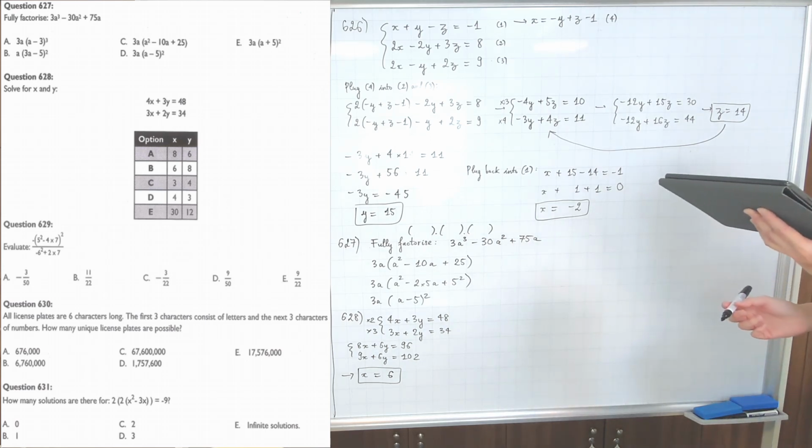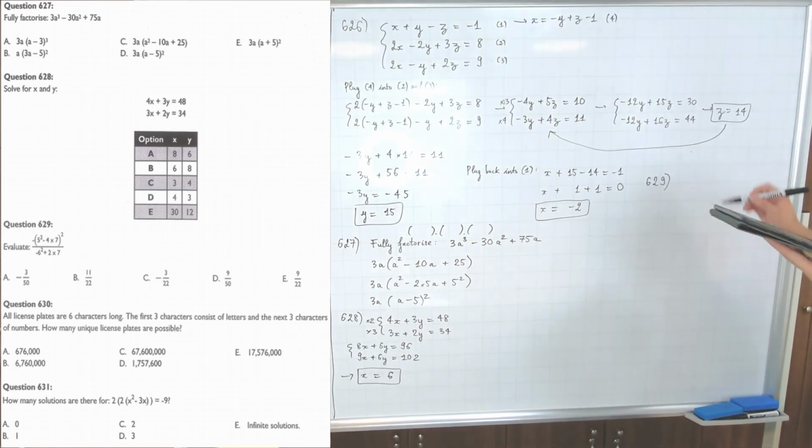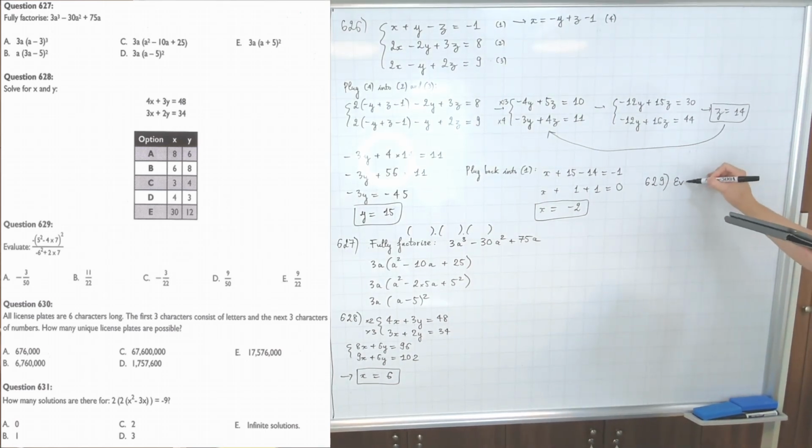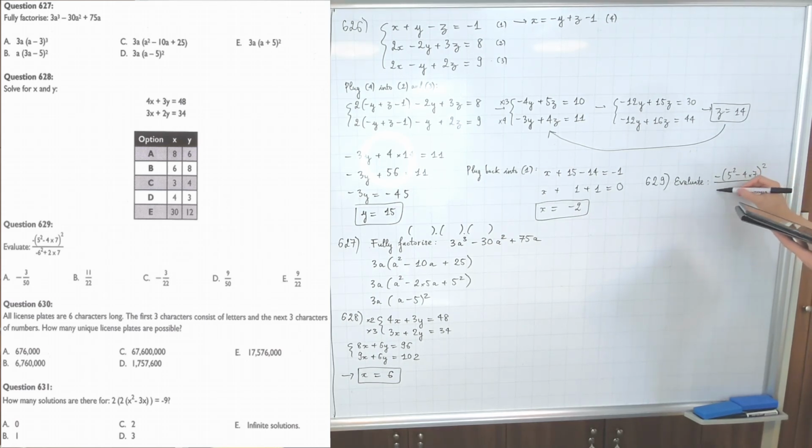Alright, we can go to question 629. Evaluate this one. Evaluate minus 5 square minus 4 times 7 square, and then divided by minus 6 square plus 2 times 7.